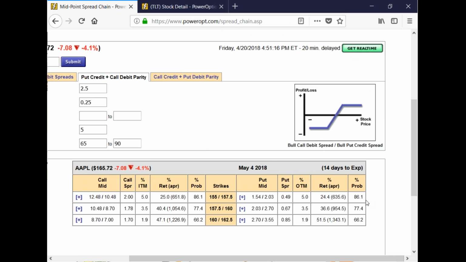And remember, if things work out the way that you want, if I did the bull put credit spread and the stock stays above both strike prices, I don't have to do anything. Both puts expire worthless. I keep the net credit. It was only one commission to enter the trade.